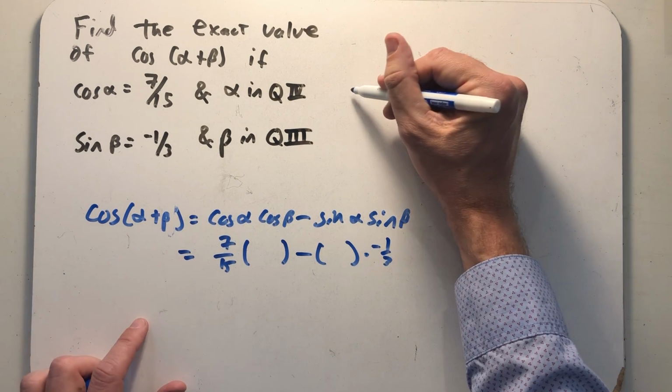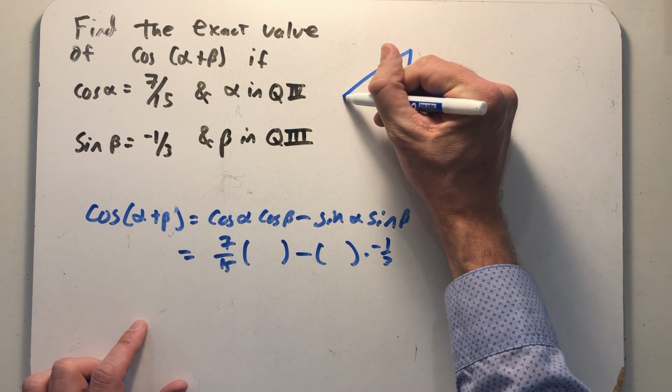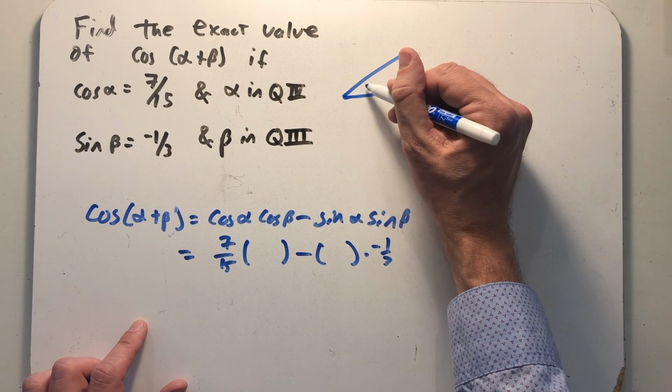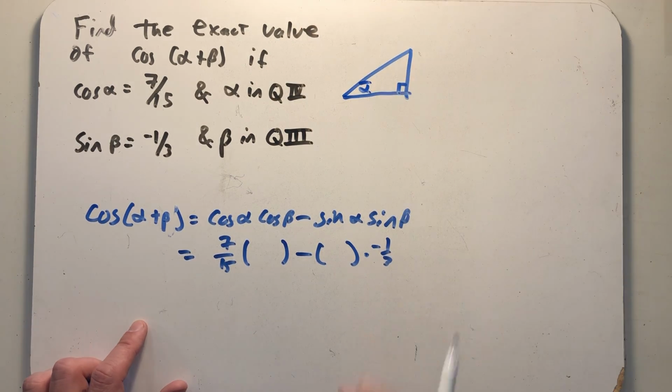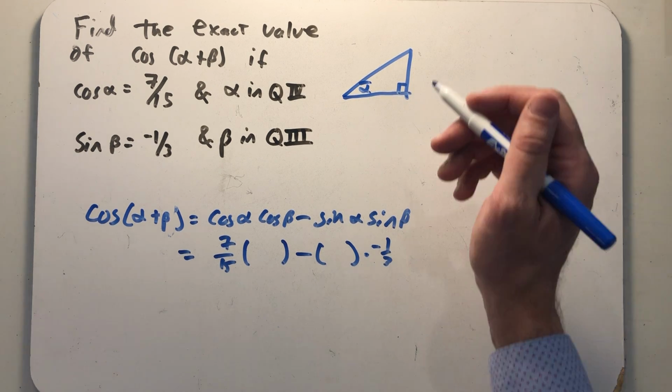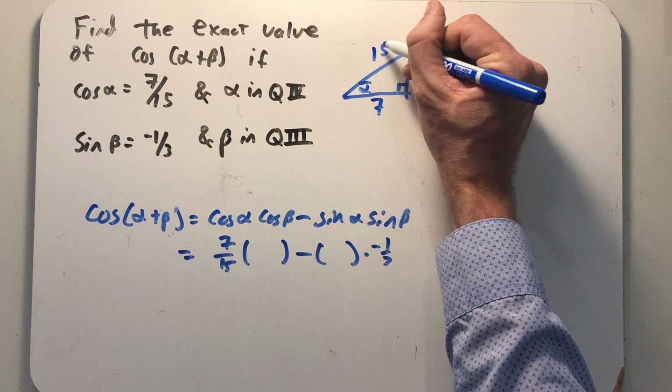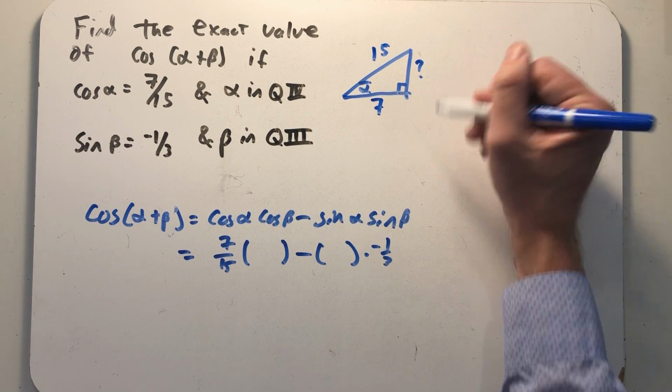And what I'm going to do is start by drawing a reference triangle. So instead of having angle alpha in it, it'll have the reference angle in it, alpha bar. That positive acute angle in the first quadrant where the trig functions have the same value except for maybe the signs. I know that cosine is the adjacent over the hypotenuse. And so now all I have to do is find the missing side.